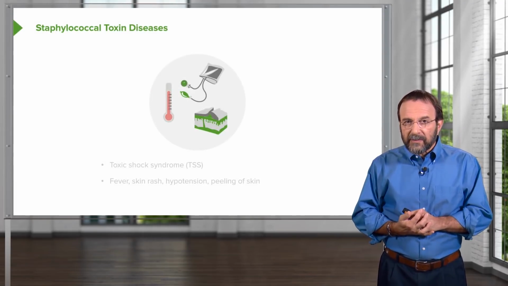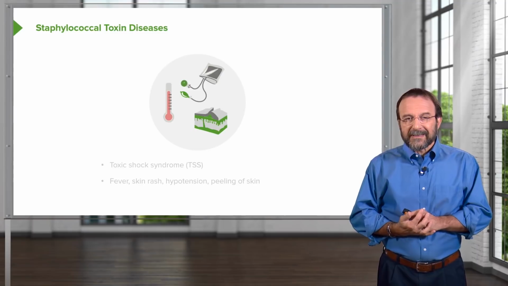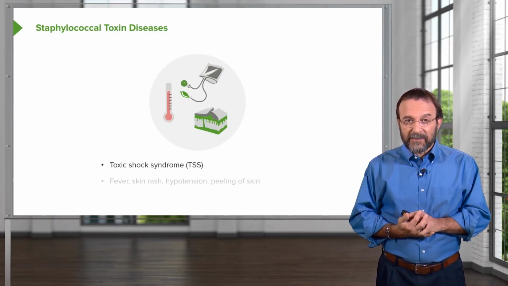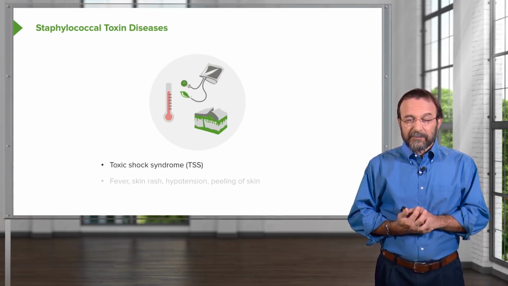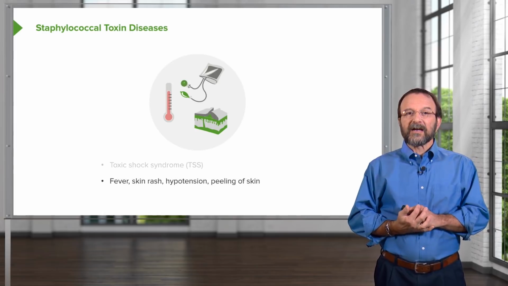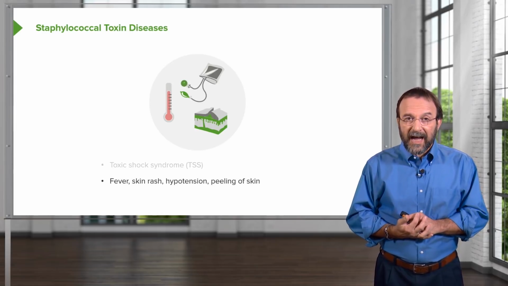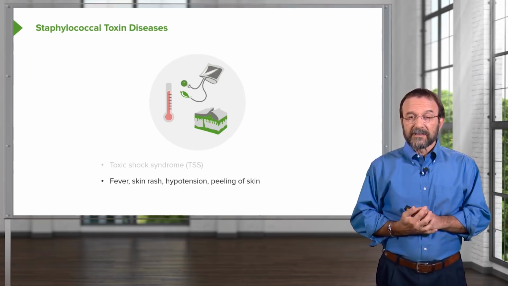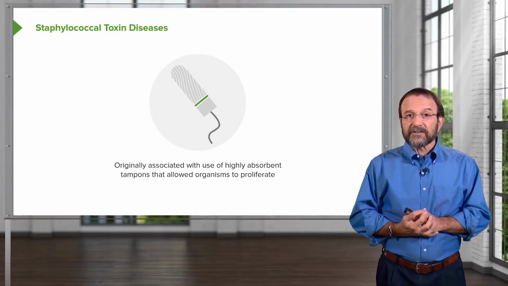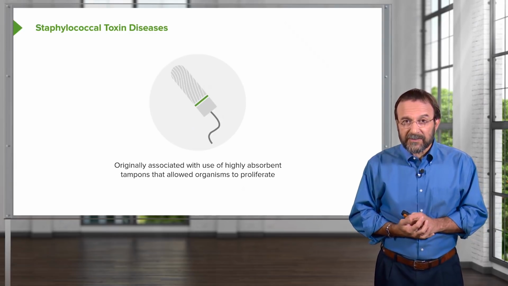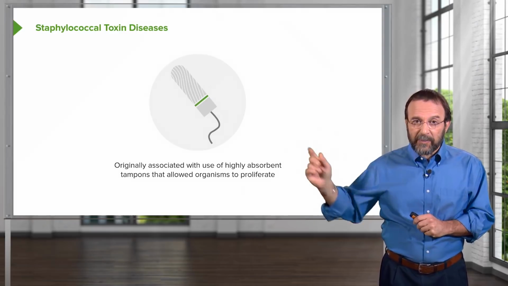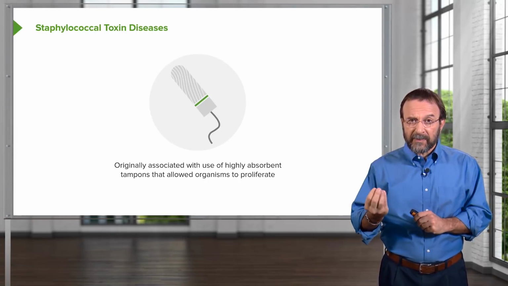You can also describe a disease called toxic shock syndrome, TSS, which became popular not very long ago. This is accompanied by fever, skin rash, hypotension, low blood pressure, and also peeling of the skin, exfoliation. Toxic shock syndrome was first described in connection with the use of highly absorbent tampons that allowed organisms to proliferate.